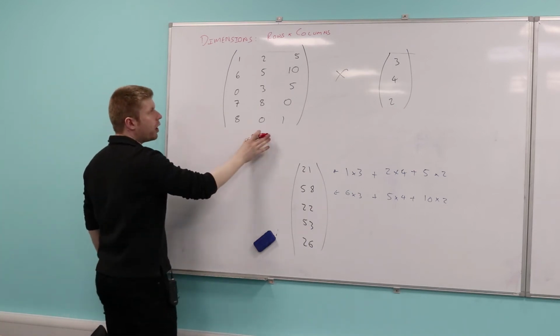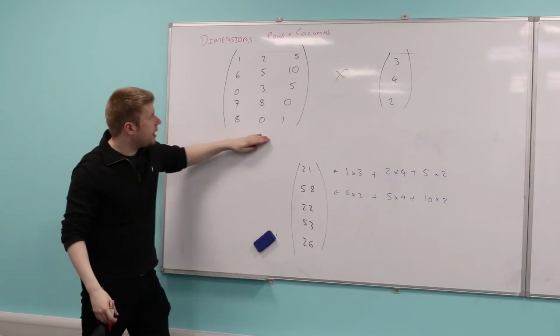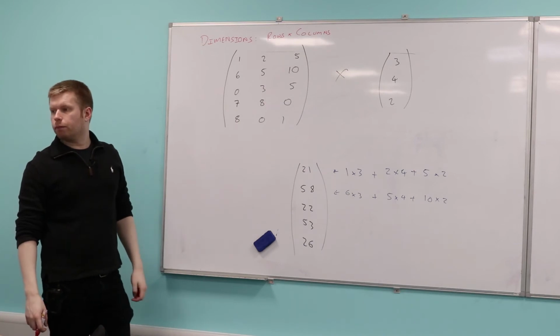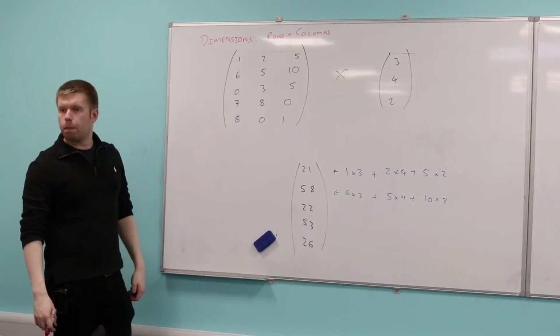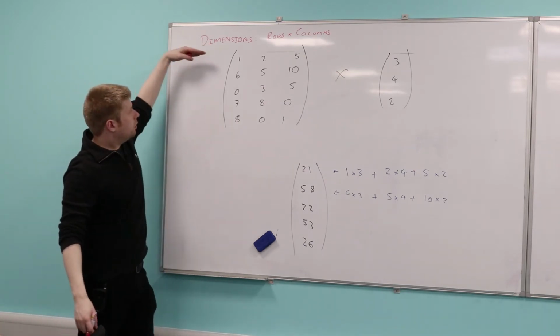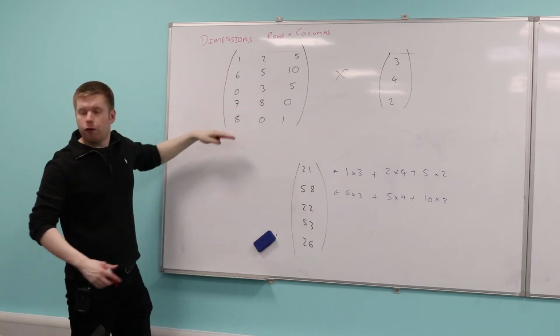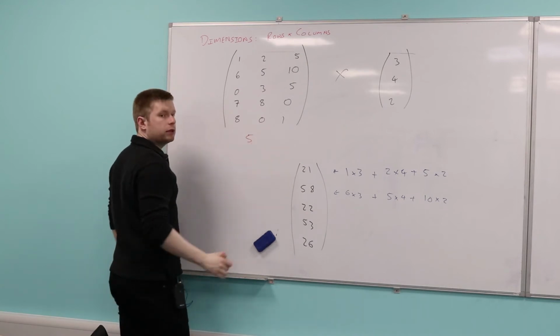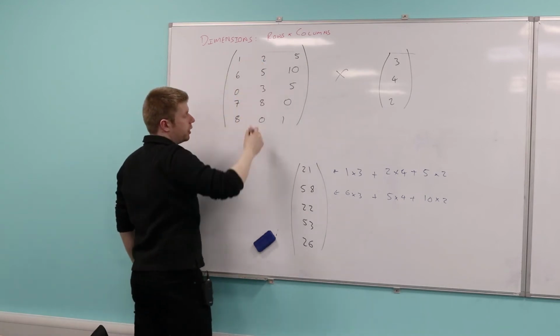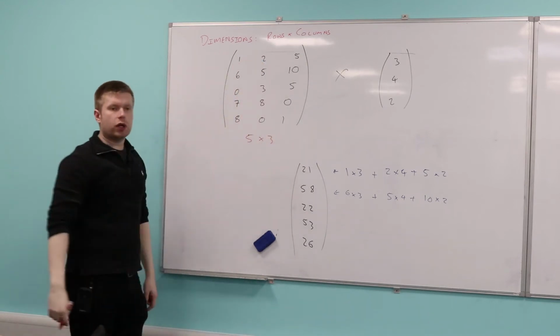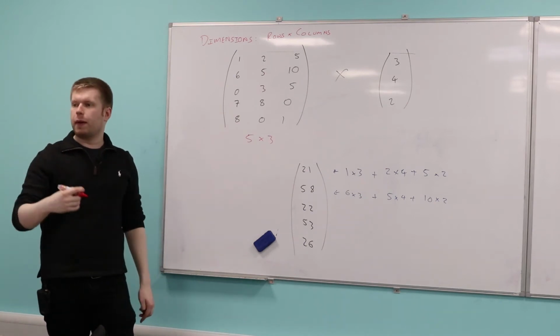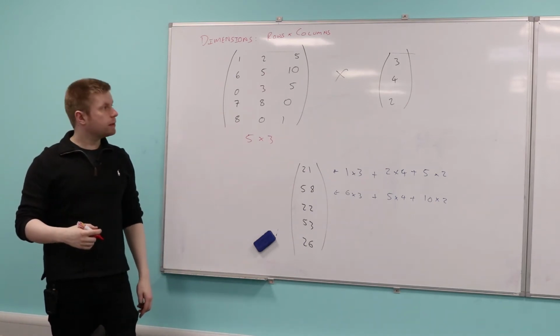So for example, for the first matrix, this matrix here, how many rows have we got? 5. Rows, 1, 2, 3, 4, 5, okay? How many columns? 3. 1, 2, 3. So we would say that the first matrix would be a 5 by 3 matrix. 5 by 3 matrix, okay?